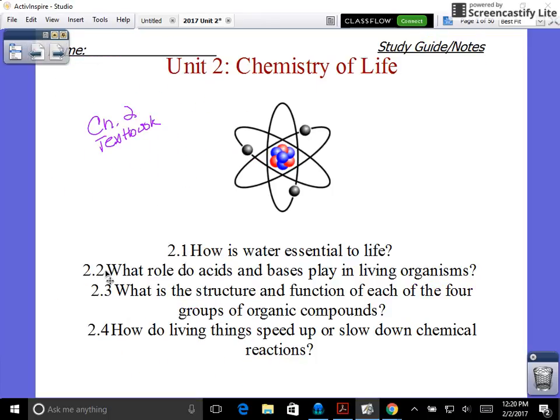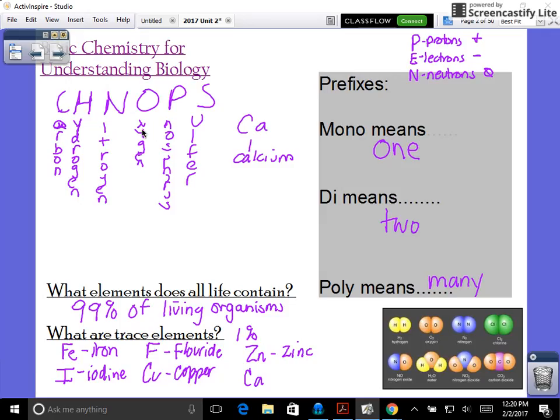And just going back, these are the essential questions, the lessons for this unit, and we're going to start here with lesson 2.1. How is water essential to life? But before talking about water, we need to have some basic understanding of chemistry for biology class.